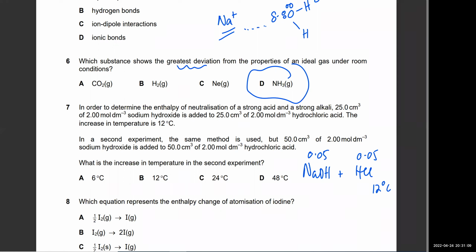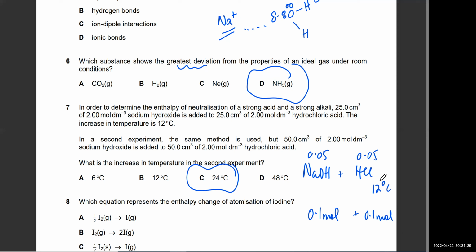Now you have another one where I think they've doubled the moles. So now you have 0.1 moles reacting with 0.1 moles of this. So the amount of water that's going to be produced when an acid and base react is going to be double the amount. So the increase in temperature is going to be 24 degrees centigrade, because you've doubled the amount of reaction, you've doubled the amount of products that are forming. So it's twice the amount of reaction.